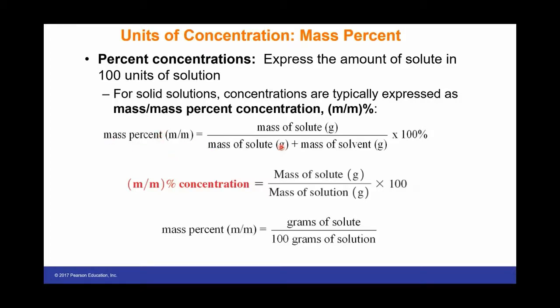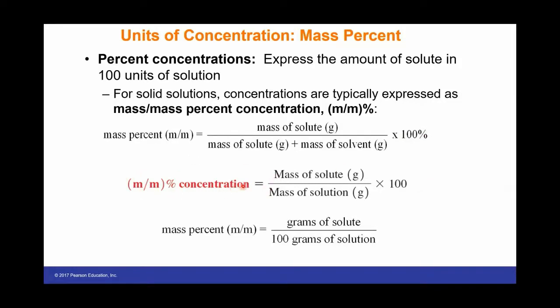So when we're taking a look at mass percent, we're going to have the mass of the solute divided by the mass of the solute plus the mass of the solvent. So that means that we have the entire mass of the solution that we're comparing to. How many grams of solute is in the total grams of solution? And we multiply that by 100 to get the mass percent.